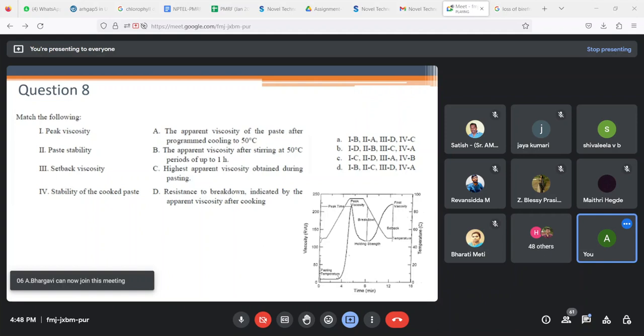Starch molecules absorb water and start to swell. Yeah, if you swell, then you'll have bigger particles, and the bigger particles start colliding with each other. They will not be able to flow as rapidly as they used to flow once when they were not swelled.